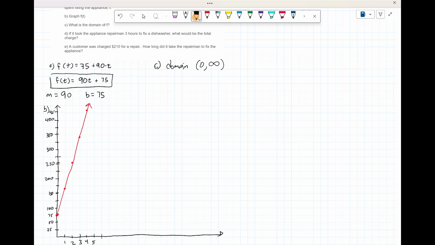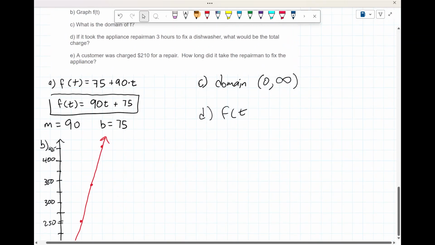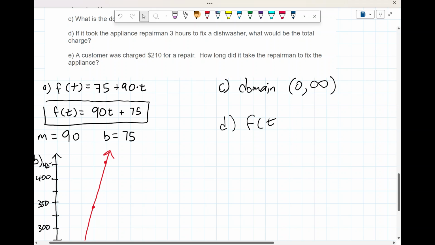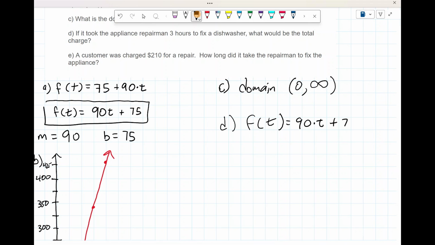All right, next question. If it took the appliance repairman 3 hours to fix the dishwasher, what would be the total charge? Well, let's start with our formula. I'm going to zoom in a little bit, which is 90 times t plus 75, and we are going to plug in 3. So this would be 90 times 3 plus 75, which is 270 plus 75, which is equal to about 345.